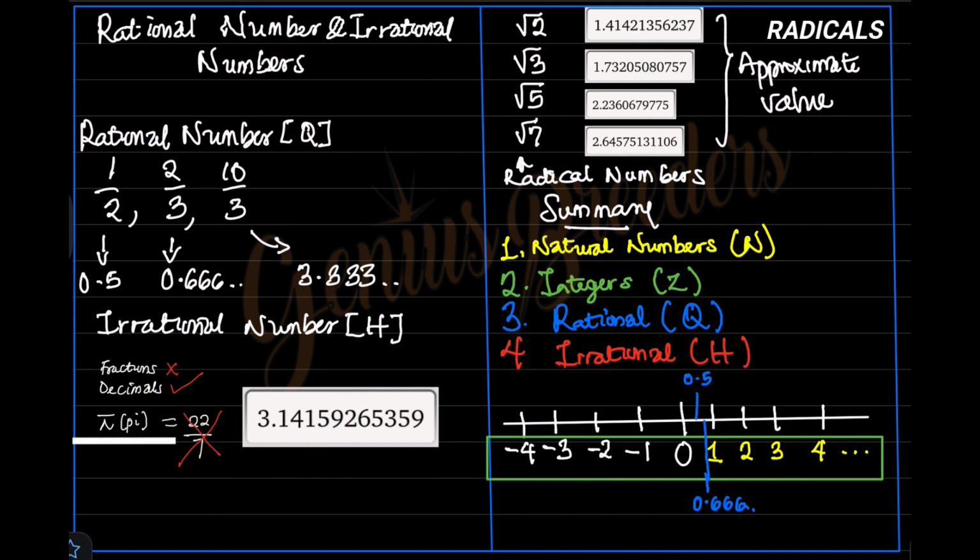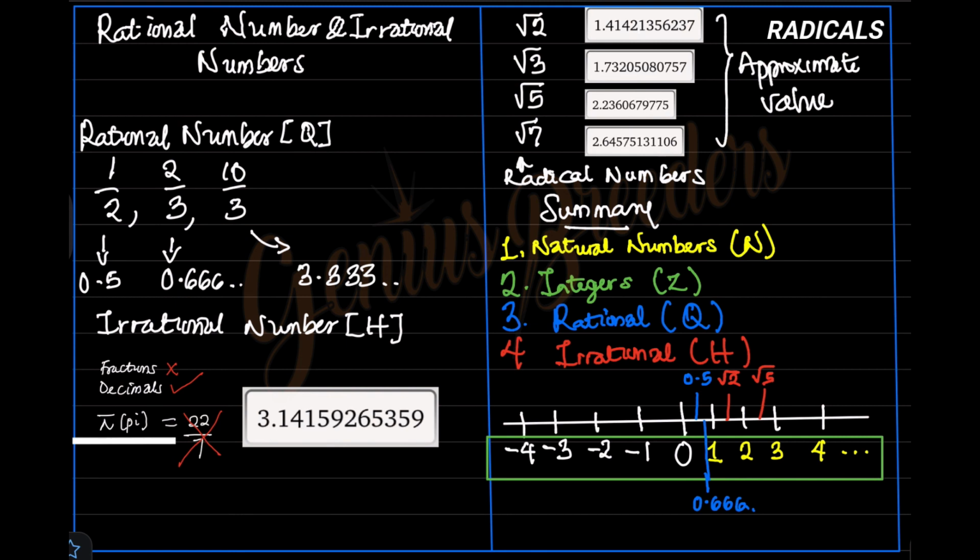And now for irrational numbers. As I said, root 2 is 1.414, so 1.414 will be found here. That's root 2, and root 5 will be found somewhere here on the number line. It is interesting to see that all these numbers can be represented on a number line.